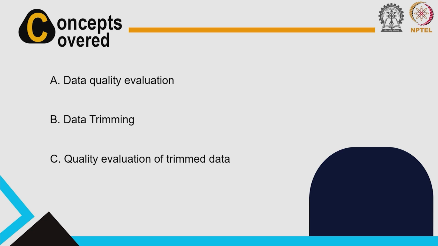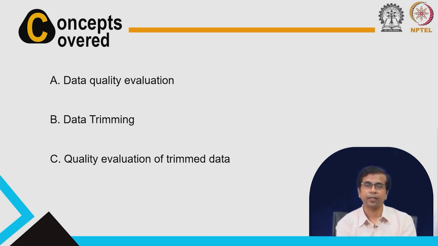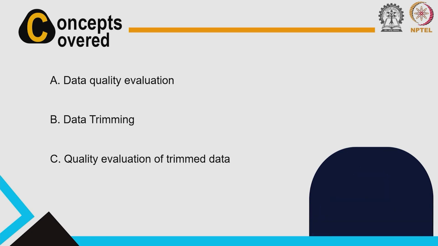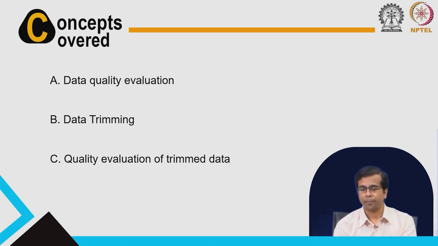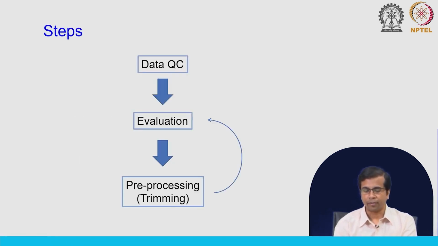One is data quality evaluation on the results that we have generated already, then we will do data trimming if it is required, and then finally, after we have done trimming, we need to redo the quality control, to ensure that the trimming is working fine and we have removed the problem that we had in the beginning. So, this is something that we will discuss. These are the steps that we will be following.